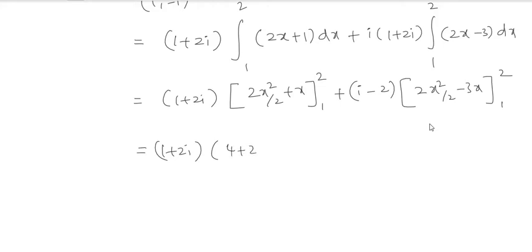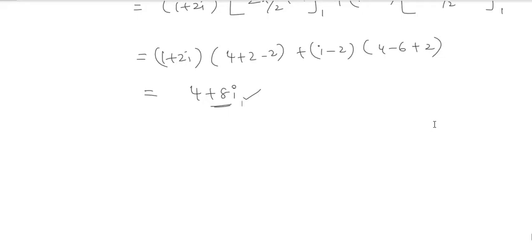My limits give 4 plus 2 minus 2, plus (i minus 2) into, again limits, 4 minus 6 plus 2. I am directly substituting those limits. Clear with my point? If I substitute that and do this simplification, you will have 4 plus 8i. That is the value of the particular integral, that is the answer. So directly you can do it. This is the difference between the normal integral and complex integration.